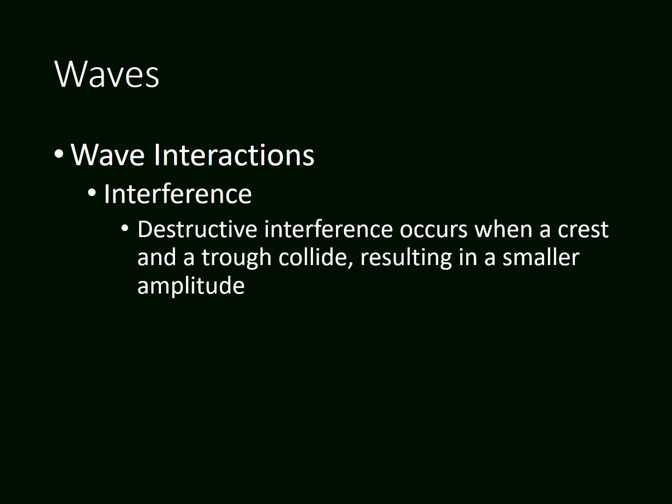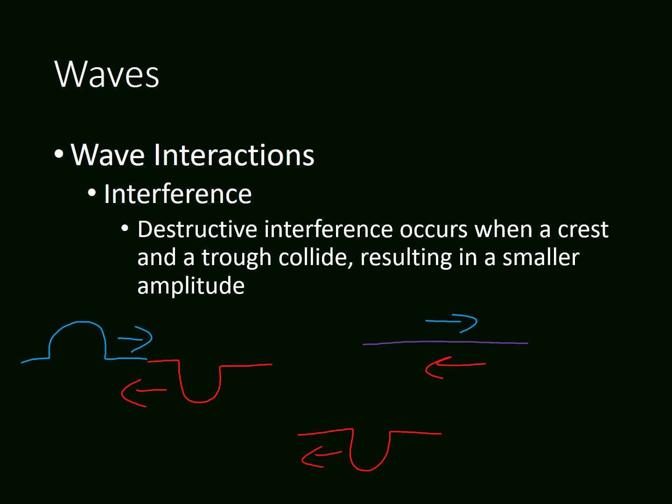The other form of interference is destructive interference. With destructive interference, you have a crest and a trough colliding, resulting in a smaller amplitude. So again, this time I have my crest going one way and my trough going the other. When they come together, if the amplitudes are the exact same, you'll end up with a flat line. If the amplitudes are not exactly the same, you'll end up with a smaller amplitude. And then they continue on in the same direction they were going before.